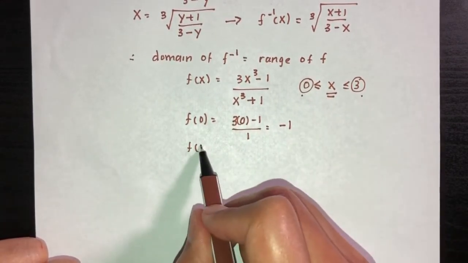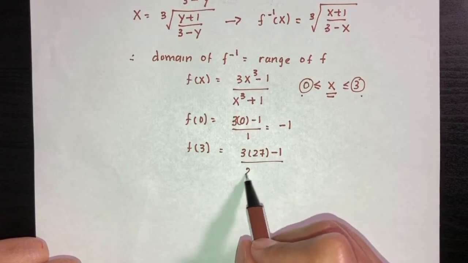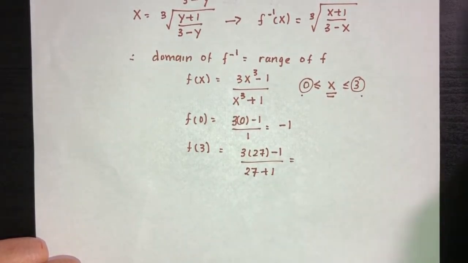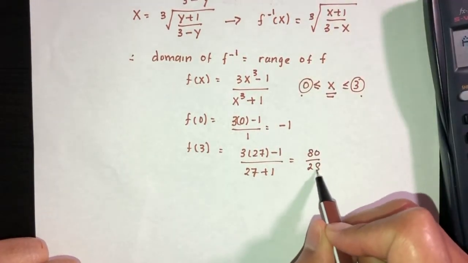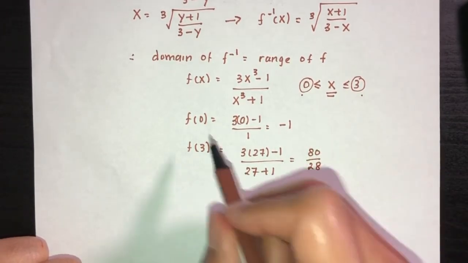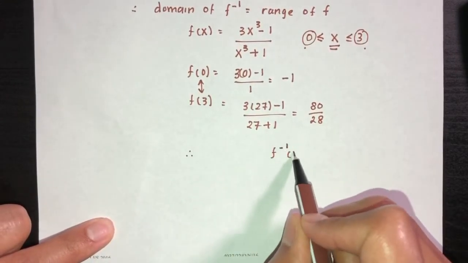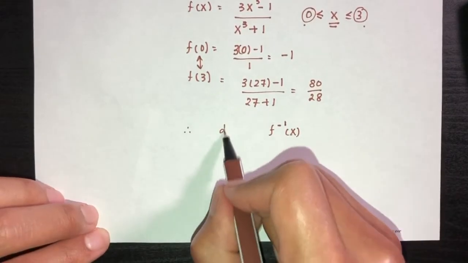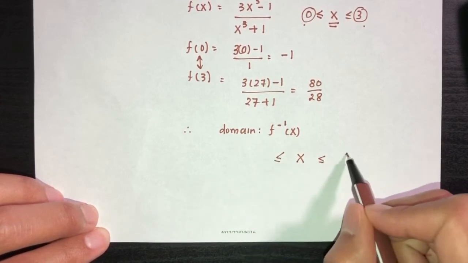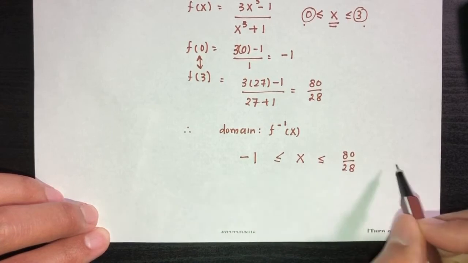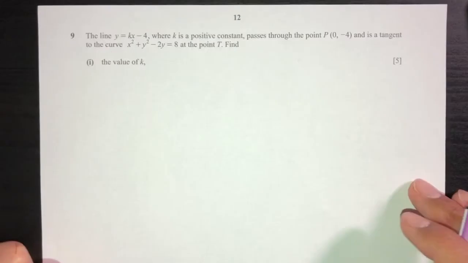And f of 3 should give you what? It should be 3 times 27 minus 1 over 27 plus 1. So 3 times 27 minus 1, that will be 80 over 28. So clearly the range is between those two, as you can see. So that will be the domain of f inverse. So we write the domain. The domain is the x values. You say x is between minus 1 and 80 over 28. That will be your domain. And this is your question number 8, part 3. Move on to question number 9.